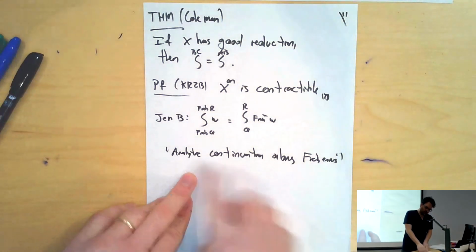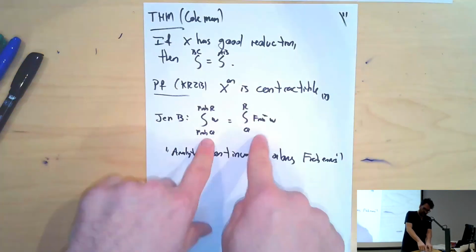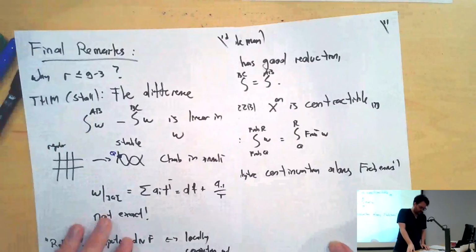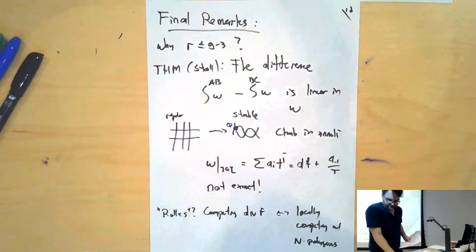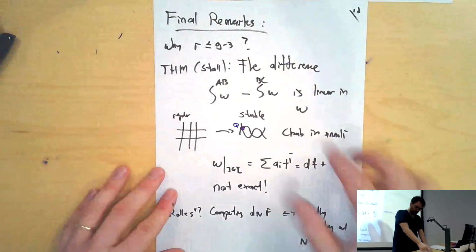And I wanted to comment, so again, functoriality for Frobenius, this is one of the steps Jen was using. And then finally, last slide, final remarks. Sorry to switch away from writing, but I really wanted to say this.